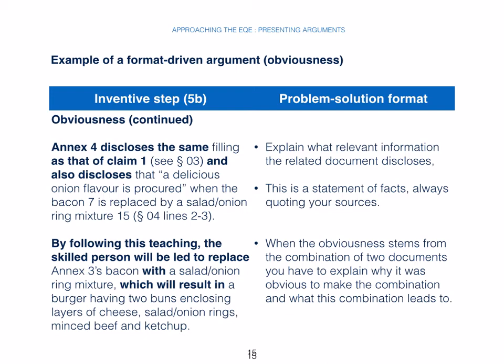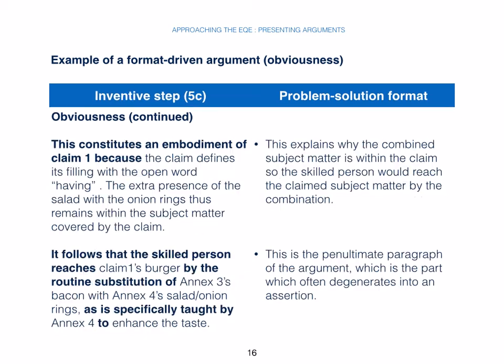The argument then continues. By following this teaching, the skilled person will be led to replace Annex 3's bacon with a salad onion ring mixture, which will result in a burger having two buns enclosing layers of cheese, salad onion rings, mixed beef, and ketchup. Here, where the obviousness stems from the combination of two documents, we have to explain why it was obvious to make the combination between the documents, and we have to explain what the combination leads to. Let's now continue the argument on the next slide.